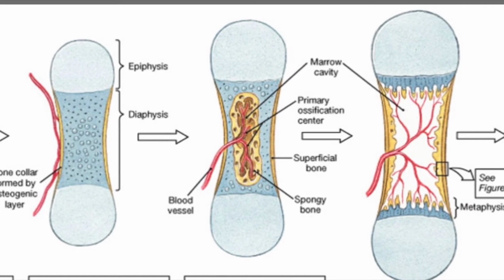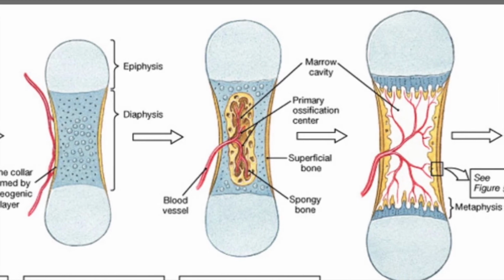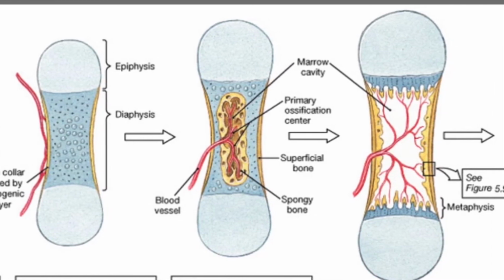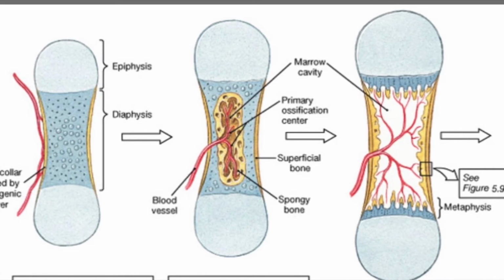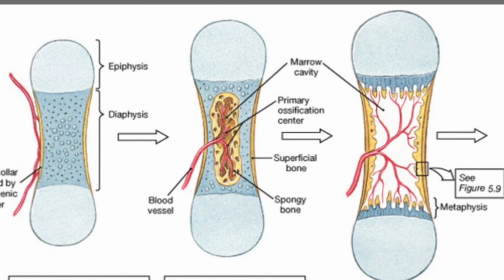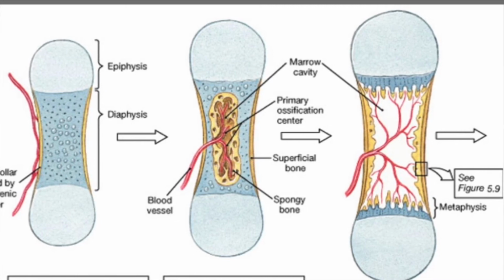The last step, remodeling occurs. As growth continues, creating a marrow cavity, the bone of the shaft becomes thicker, and the cartilage near each epiphysis is replaced by the shaft of the bone. Further growth involves increases in both length and diameter.